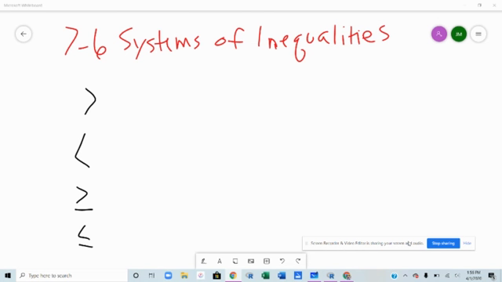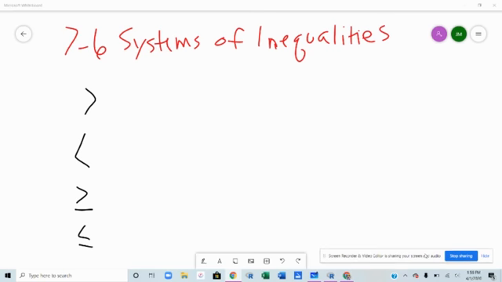Do make sure you're also pausing the videos as you're going. If you miss something, pause it, rewind it, slow it down, whatever you need to do to make sure you're understanding the material. So first, we need to just remind ourselves the names of our different types of inequalities.